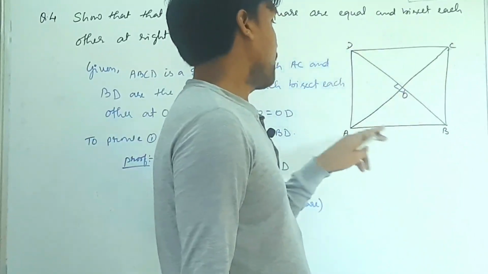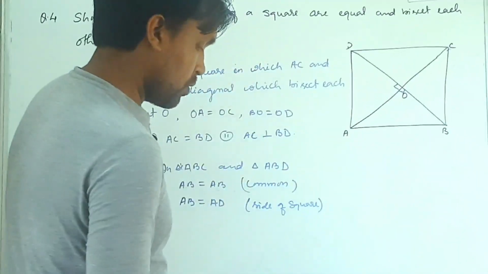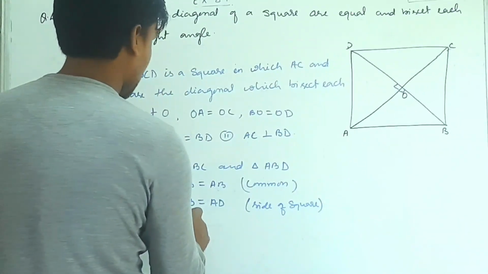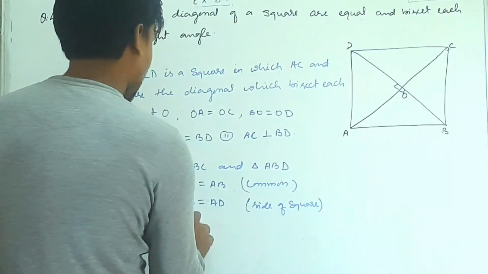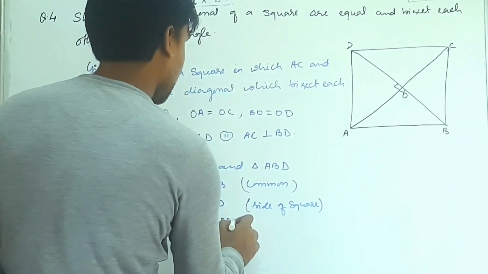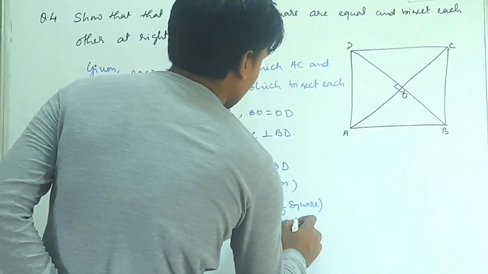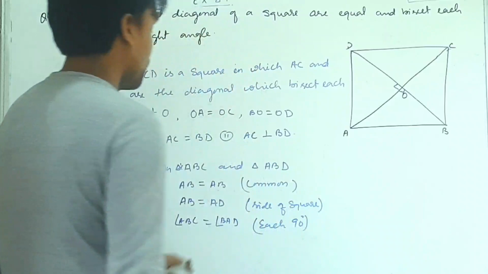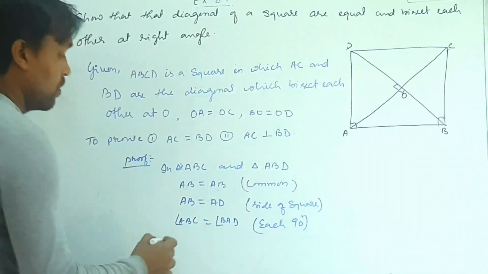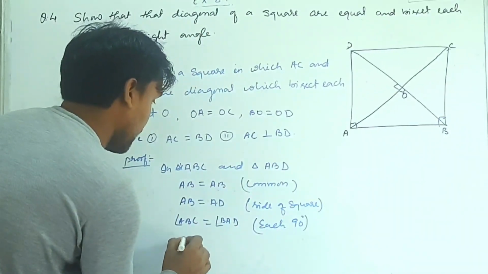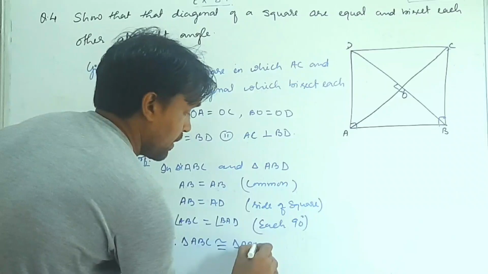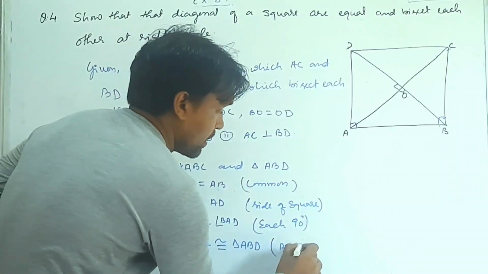Next, in triangle ABC and triangle BAD, one angle is equal. What is that angle? You will say angle ABC is equal to angle BAD. Why? Because each angle of a square is 90 degrees. This angle is also 90 degrees and this angle is also 90 degrees. So if three things are equal, therefore triangle ABC is congruent to triangle ABD, by the SAS property.